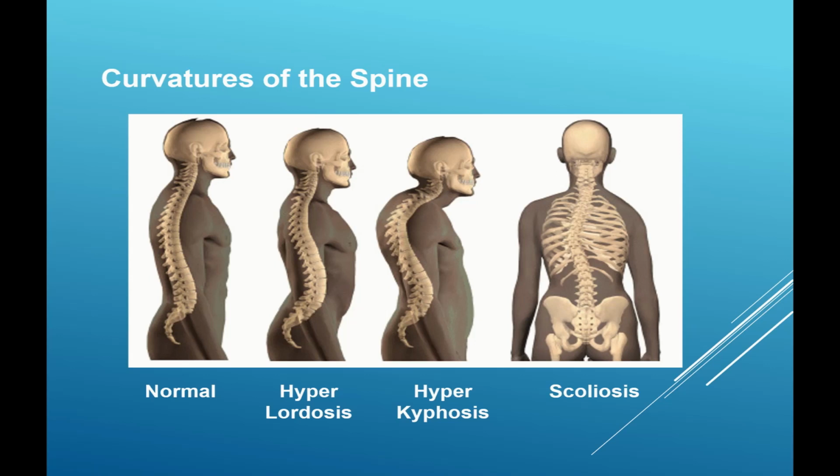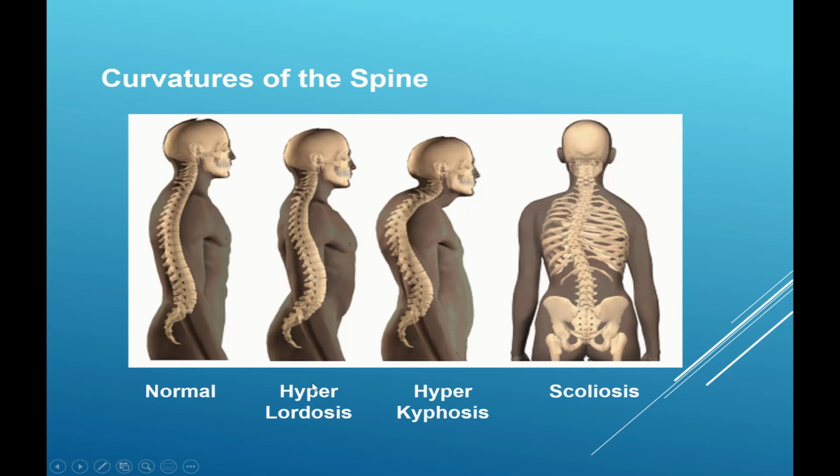So let's just go through some of the different curvatures of the spine and try and link this to why these might occur and how you also may be able to treat this. As you can see at the far left, we have a normal S-shaped bend in the spine. The person is stood up nice and erect. There is natural curvature of the thoracic spine and natural curvature of the lumbar spine.